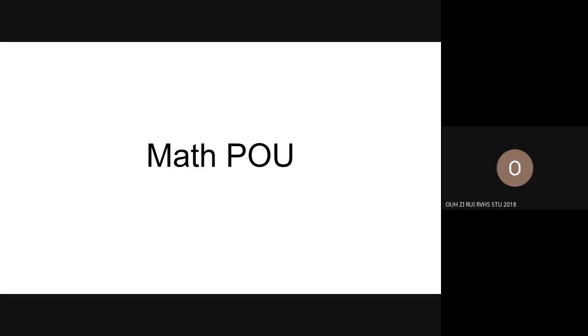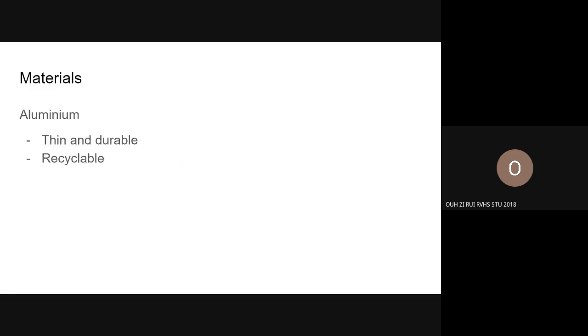We are here to present our POU to you. The problem we are tackling is how to be more environmentally friendly by designing the container of drink to minimize the material. Firstly, the material we suggest to be used as the container is aluminium, as it can be thin and durable, reducing the amount of aluminium used to make the container. Aluminium is also recyclable, making it a greener option.